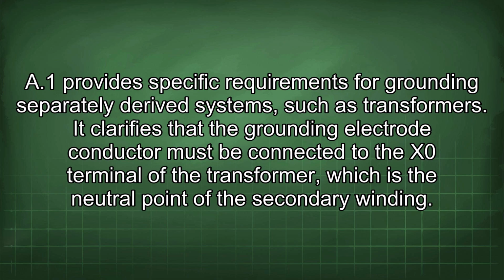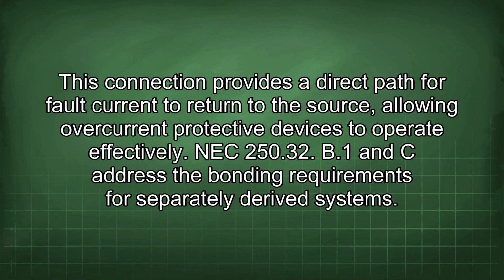It clarifies that the grounding electrode conductor must be connected to the X0 terminal of the transformer, which is the neutral point of the secondary winding. This connection provides a direct path for fault current to return to the source, allowing overcurrent protective devices to operate effectively.